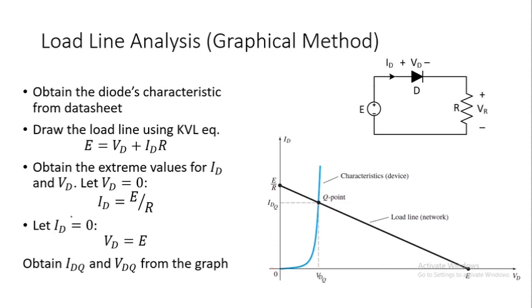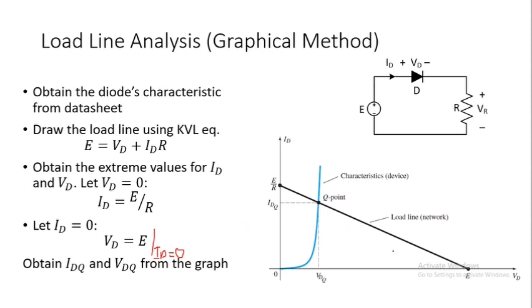So if you put ID equal to 0 in this equation, you will get E is equal to VD. That is, the point will be on the VD axis at the magnitude of E, which is known. You mark this point where VD is equal to E and ID is equal to 0. This point is for ID equal to 0 milliampere.